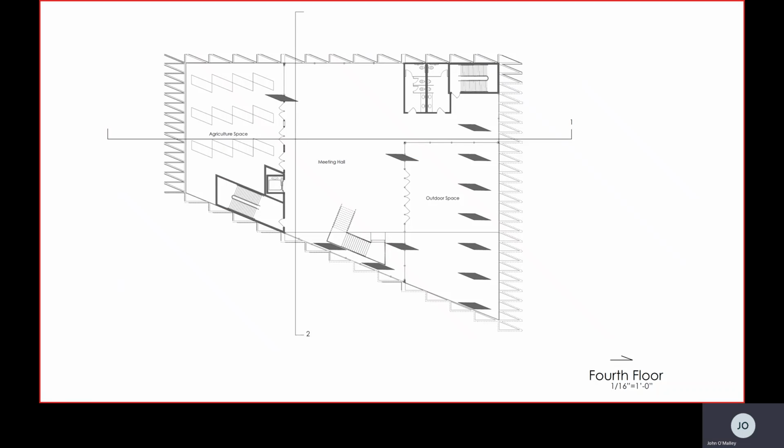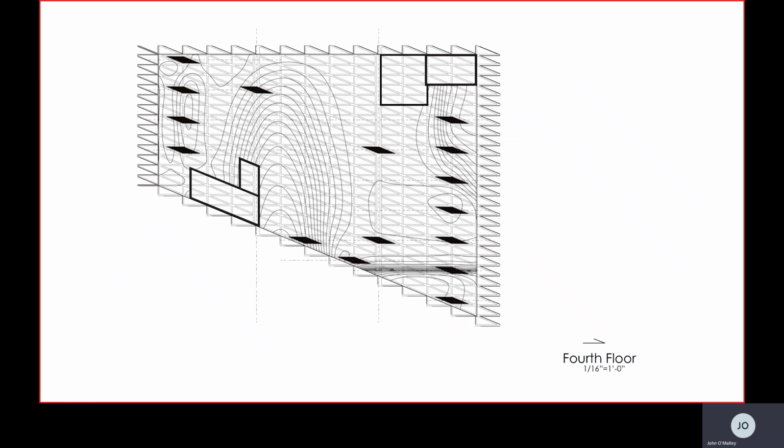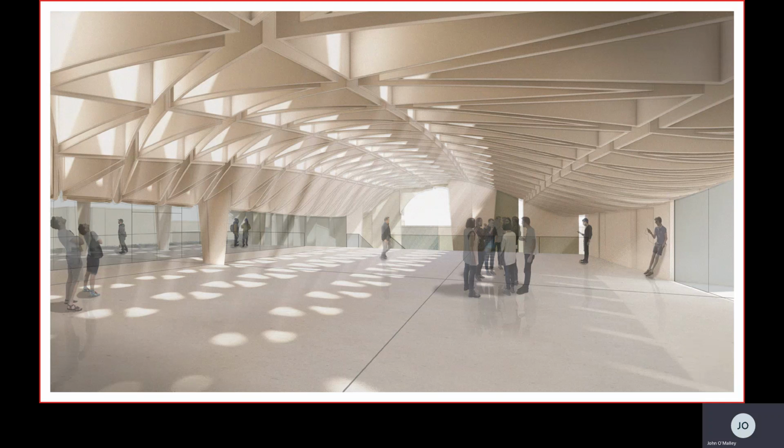Finally, into the meeting hall of the 4th floor, we experience another expansion and can see this expansion in the following rendering. In this rendering, we are looking east over the non-egress stairwell.